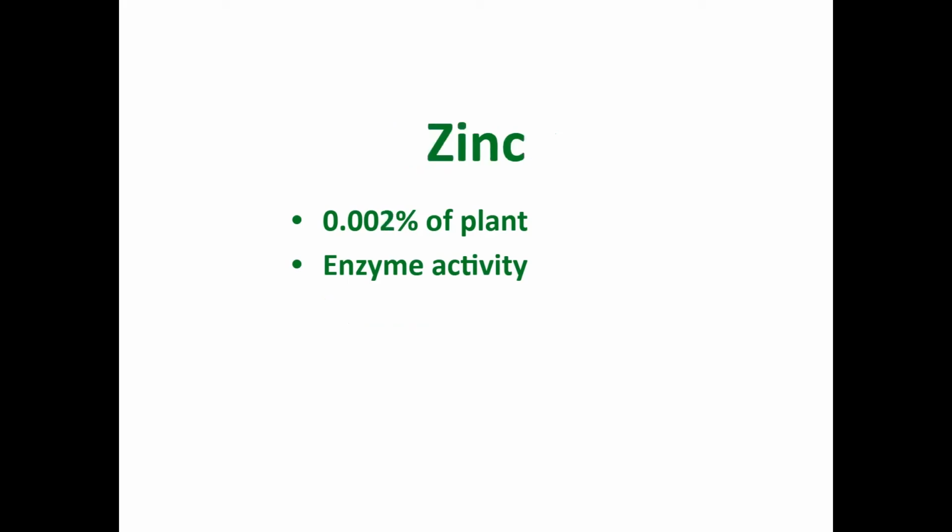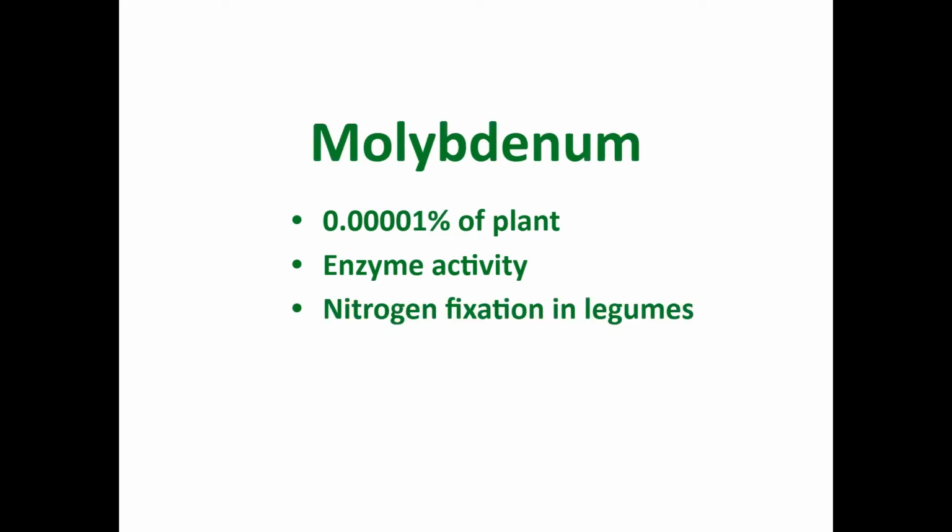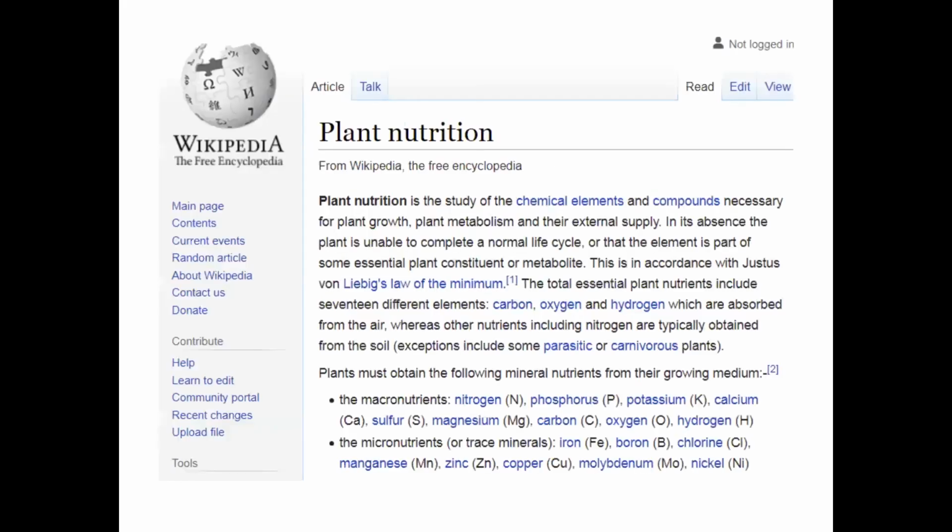Zinc, 0.002% of the plant, used in enzyme activity. They're again an important nutrient in our body with a need for about, I think, 30 milligrams per day. Boron, 0.0001% of plant, but used for enzyme activities. Copper, same amount, enzyme activities. Molybdenum, 0.00001% of plant, but is needed for enzyme activity and is also playing a role in nitrogen fixing in legumes.